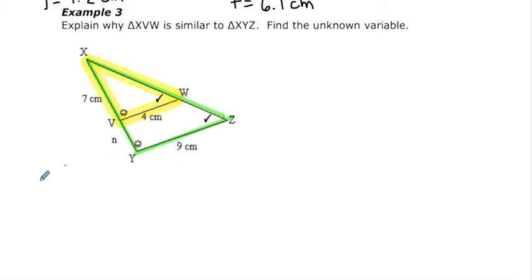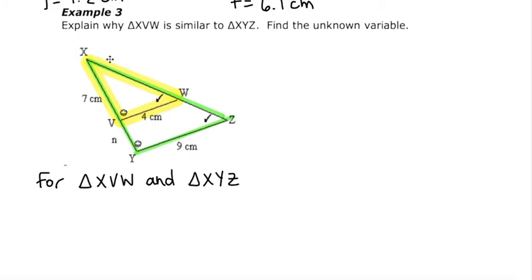So I want to show that these triangles are similar to each other. And so I'm going to start by introducing my triangles. So for triangle XVW and triangle XYZ, I put a little dash through my Z so it doesn't confuse it with the 2. But you don't have to. So I know XVW and XYZ. So they're in the same order, in the same direction.